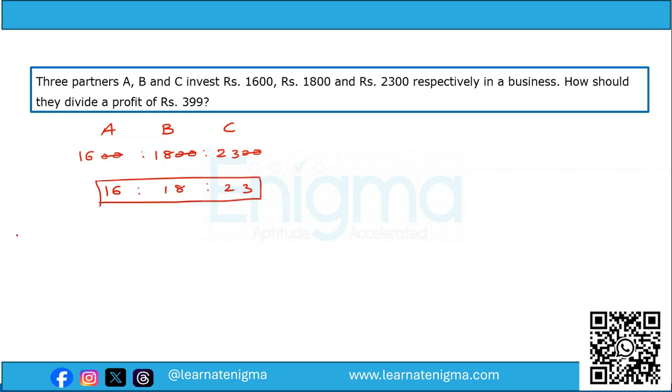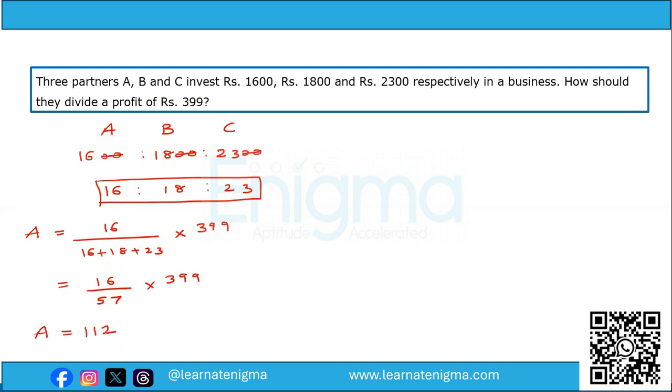Now we want to find their individual profit share. So A's profit share will be 16 upon 16 plus 18 plus 23 multiplied by the total profit, that is 399. So we have here 16 upon 57 into 399. Therefore, on solving this, A's profit share comes out to be 112.